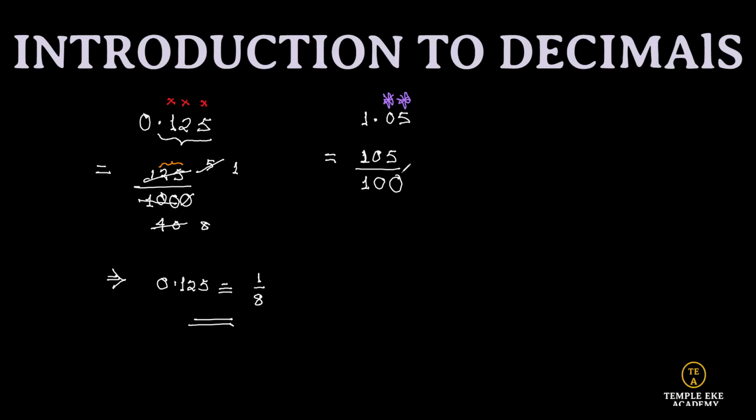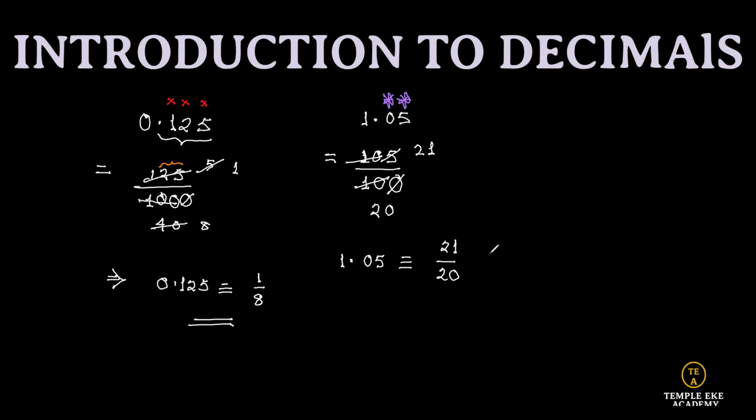Now we can divide through by common factors. Of course, by inspection, 5 can divide. 5 goes in 105, that's 21. And we can do the same thing in the denominator. 5 divides into 100, that is 20. And that means there is no common factor any longer. So the decimal 1.05 is equivalent to the fraction 21 over 20.